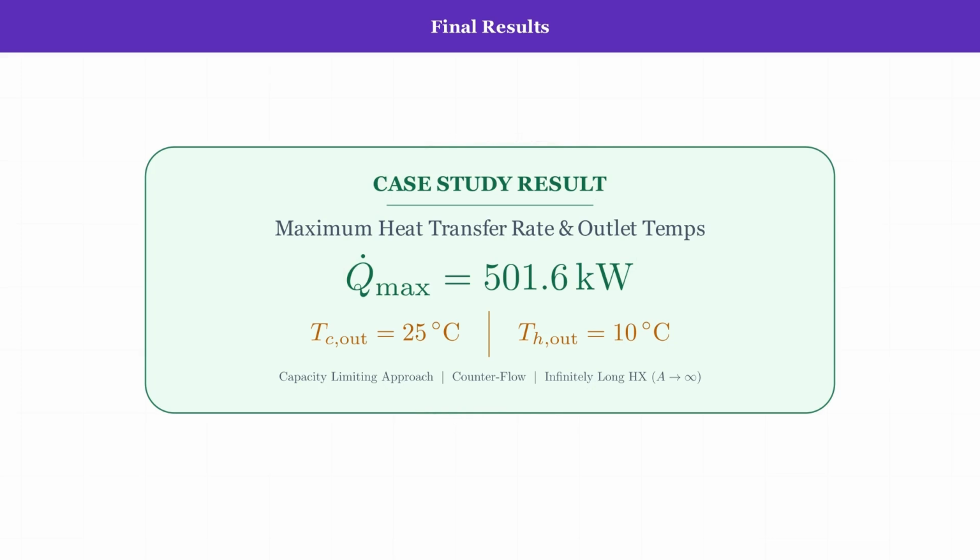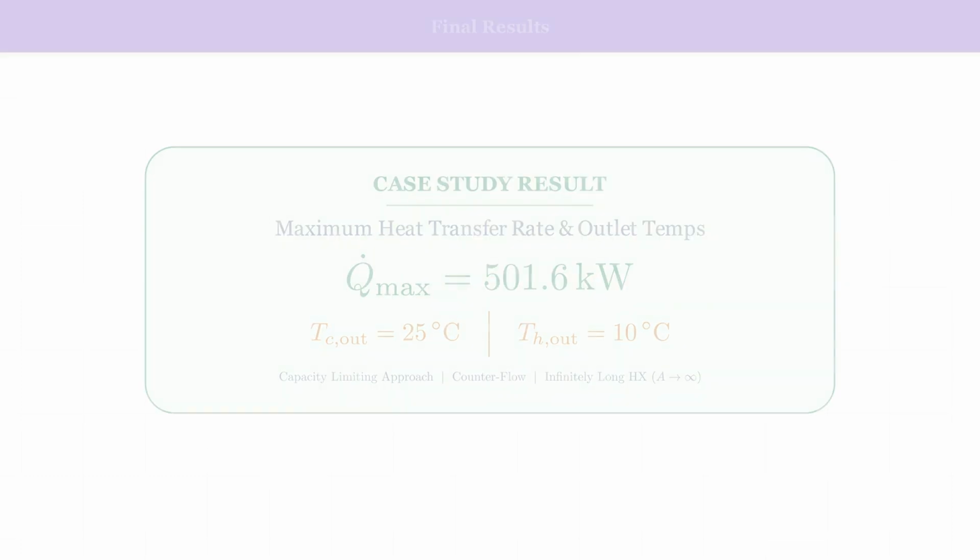What this problem teaches, above all, is that engineering analysis has two distinct modes. The first asks, given a physical device, what does it do? The second asks, given the laws of thermodynamics, what is the best any device could ever do? This case study belongs firmly to the second category, and the ability to think in those terms, to reason from first principles about thermodynamic limits before worrying about physical design, is one of the most valuable habits an engineer can develop.